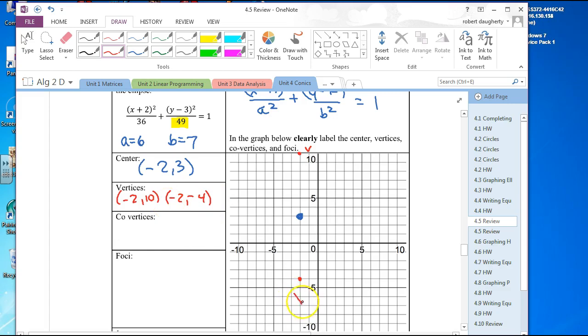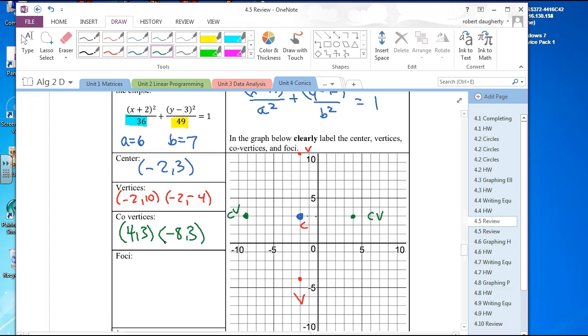So that is another vertex. This is the center. How do I find the covertices? Well, that's going to be along the minor axis. So I need to go a distance of 6 along the vertical. So 1, 2, 3, 4, 5, 6. That's a covertex. 1, 2, 3, 4, 5, 6. That is another covertex. Those points are 4, 3 and -8, 3. Those are the covertices of the ellipse.